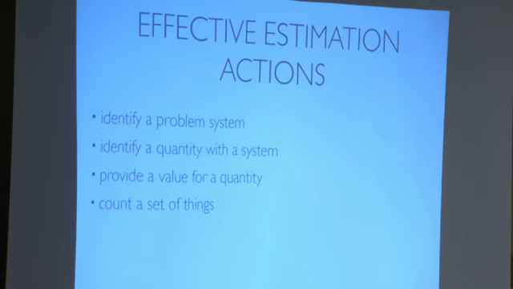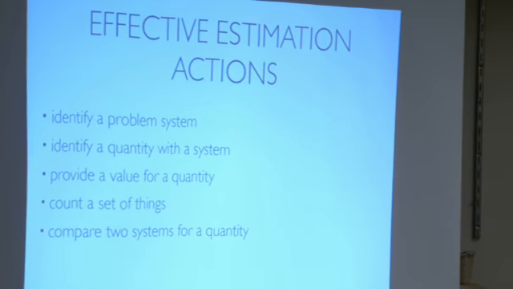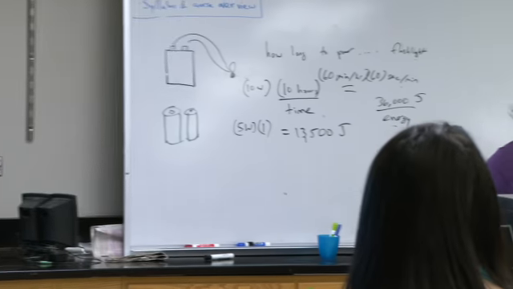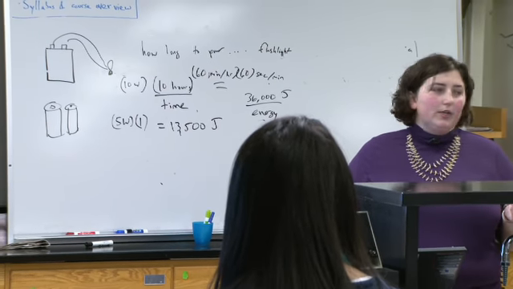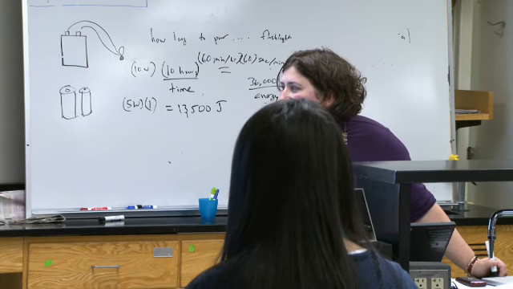So for example, if you're estimating how many seats there are in 10-250, you could count a row and then multiply, right? Or if you're estimating how many light bulbs in a kilowatt, you count one and then you multiply. Comparing two systems for a quantity. So I compared my AAs to a 9 volt because I'm more comfortable thinking in AAs than I am in 9 volts. Every time you do that, you're making another assumption. It's a little risky, but it's better than doing nothing by far.